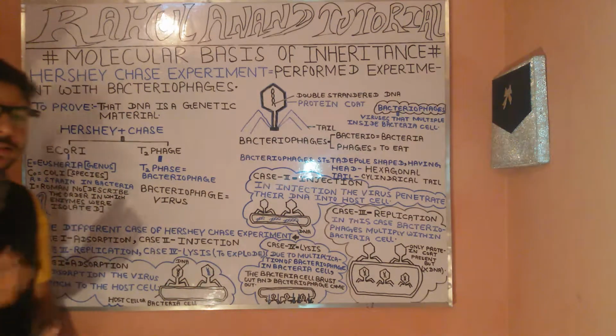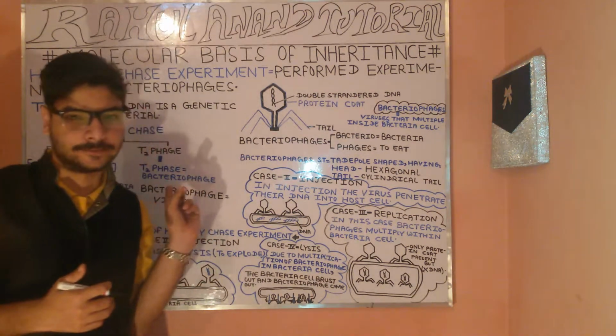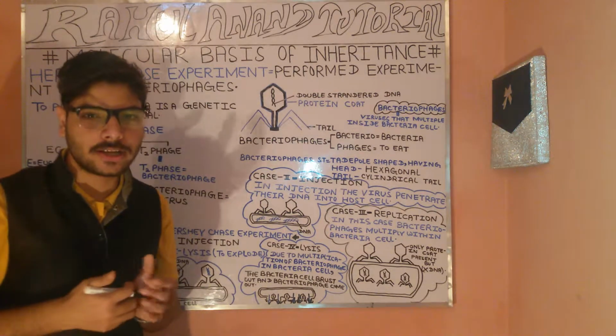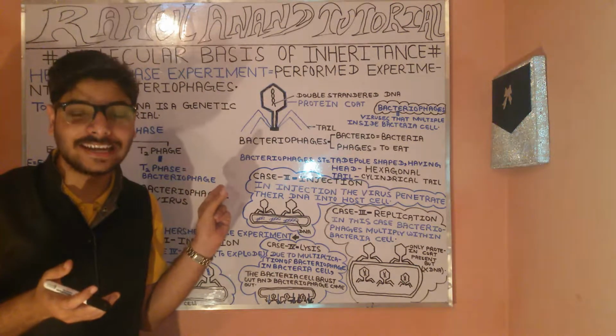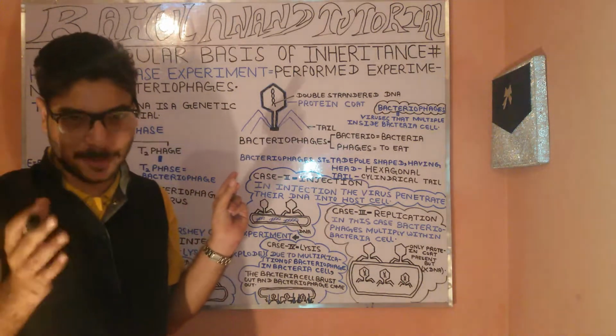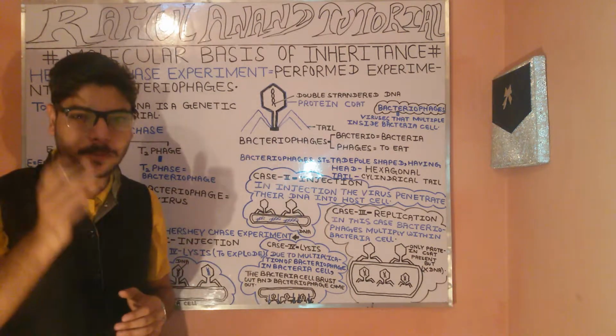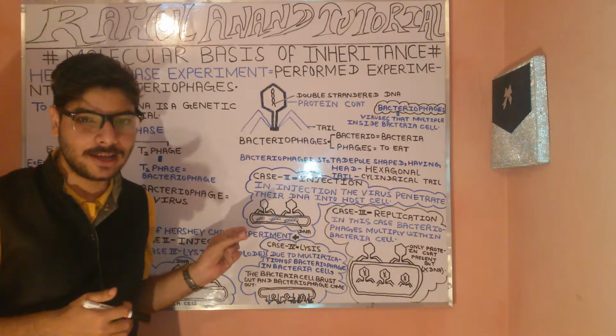Describe the order in which the enzymes were actually isolated. Now, when we are talking about the T2 phage, it will be directly proportional to what? It will be directly proportional to the bacteriophage. As well as bacteriophage are directly proportional to what? So it is directly proportional to the viruses.